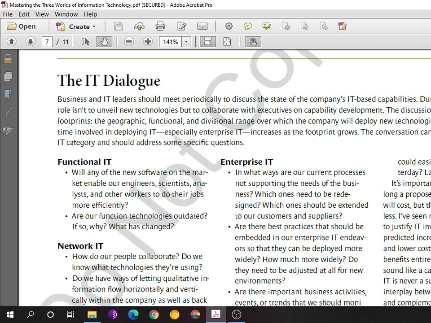Let's review that too. Business and IT leaders should periodically meet to discuss what the company is doing right now and what IT technologies it has. During these meetings, the CIO, the Chief Information Officer's role is not to come up with new technologies, but to discuss with their executives how they can make better use of what they have and what they need. The discussion should cover organizational requirements, and whether they need new technologies to continue with those. The expense required for those new technologies, the difficulty and time involved in deploying IT, especially enterprise IT, as we need. They should be talking about this.